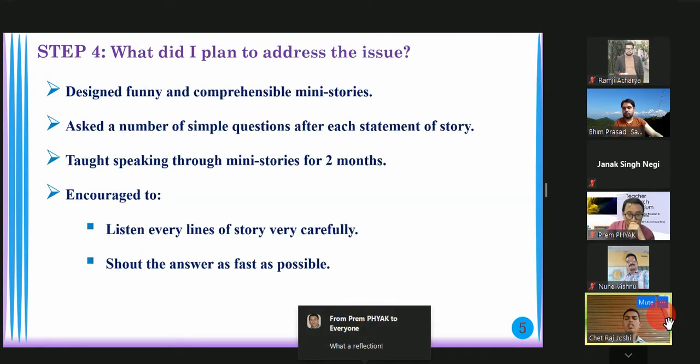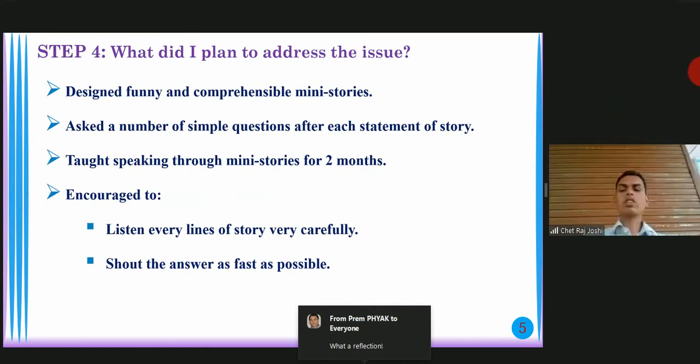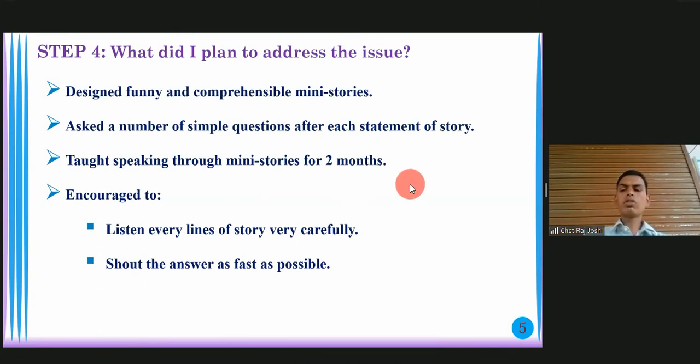After analyzing the findings, I started reading books on speaking and searched on the internet. I read a book by A.J. Hook where he talked about many stories for teaching speaking. Then I thought it might be good to teach my students with the help of mini stories. Then I designed funny and comprehensible short stories.